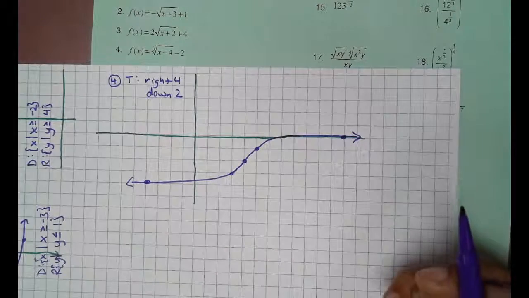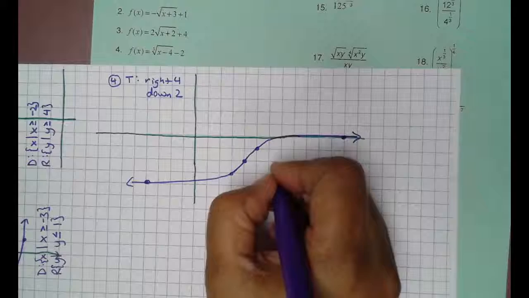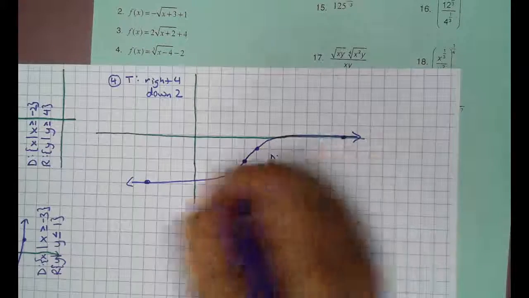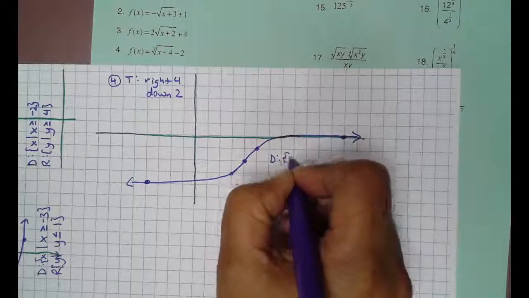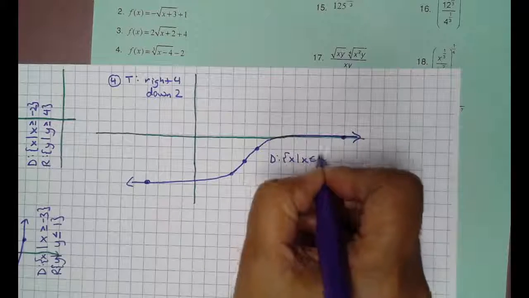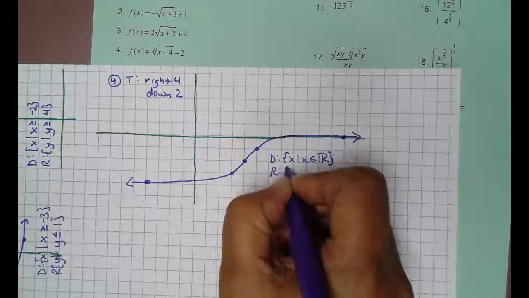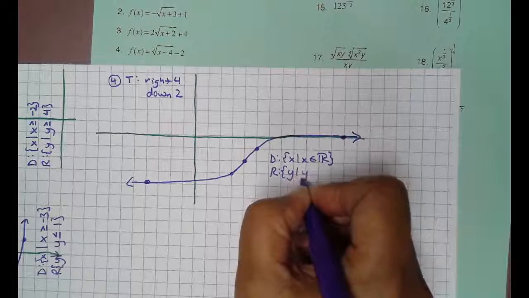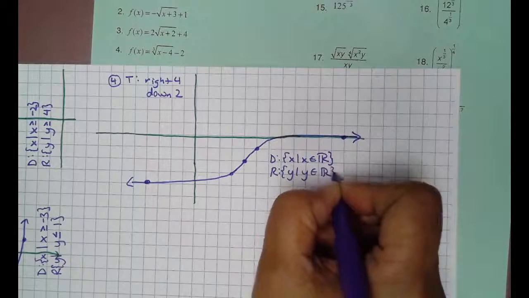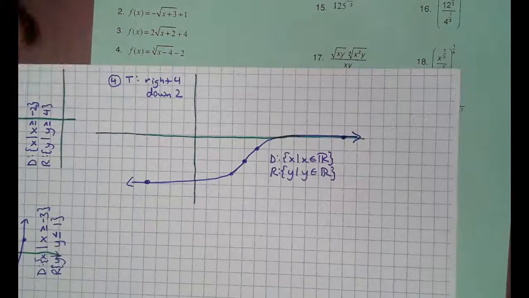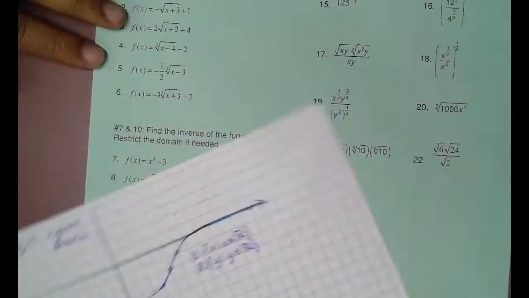Okay. And the domain for this is going left and right, so we're going to say x such that x is an element of all real numbers. And the range, it does also go up and down, so y such that y is an element of all real numbers. All right, let's go ahead and do number 5.